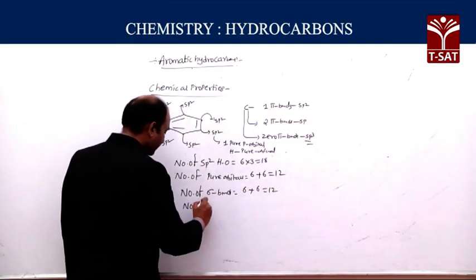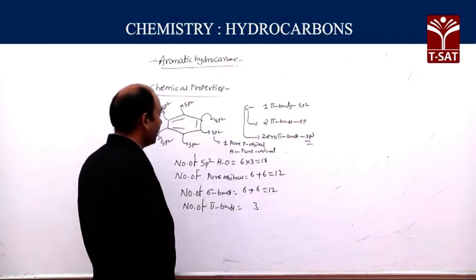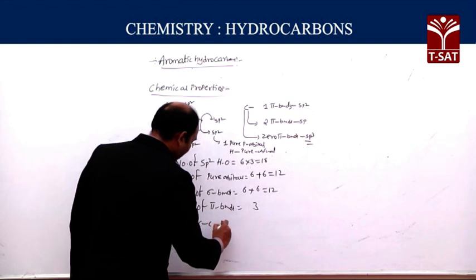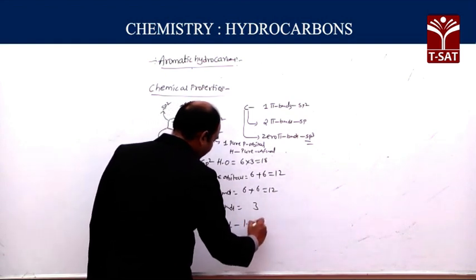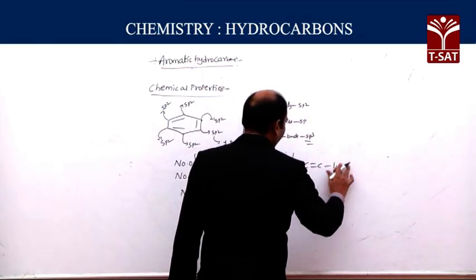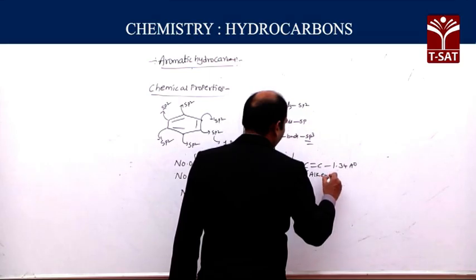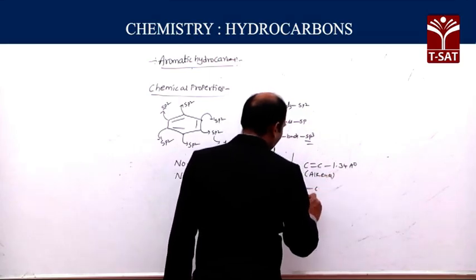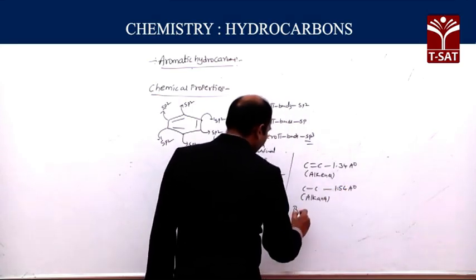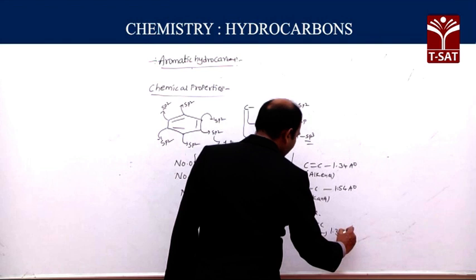And the number of pi bonds, here the number of pi bonds is 3. Now, regarding the benzene resonance energy, the carbon-carbon bond length is 1.39 angstroms. If you observe, the C double bond C bond length is 1.34 angstroms, generally in alkenes, whereas in alkanes, the C single bond C bond length is 1.54 angstroms. Whereas in benzene, the carbon-carbon bond length is 1.39 angstroms.